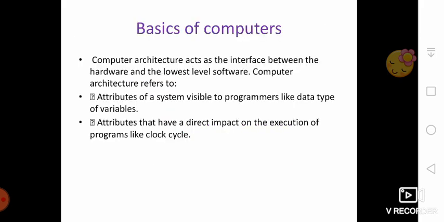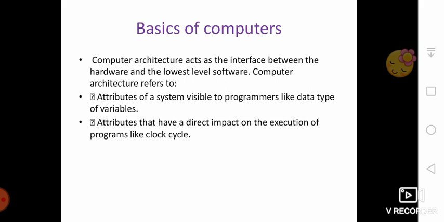So, basics of computer. Computer architecture acts as the interface between the hardware and the lowest level software. Computer architecture also refers to attributes of a system visible to the programmer, like the data type of variables, and attributes that have a direct impact on the execution of a program, like the clock cycle. It is also defined as the study of structure, behavior and design of a computer.